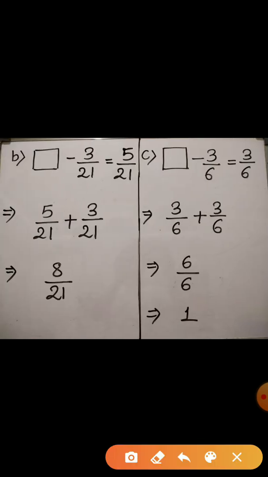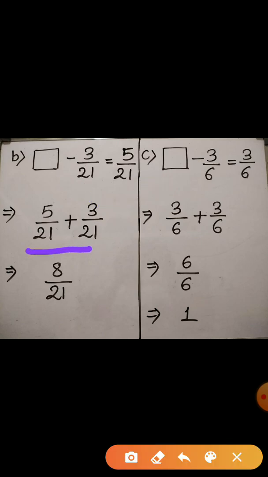Now look at the second one. Missing fraction minus 3 by 21 equal to 5 by 21. Now again to find out the missing fraction, here you need to shift this fraction to the right hand side. So when it will go to the right, it will be in plus, right? So it becomes 5 upon 21 plus 3 upon 21.